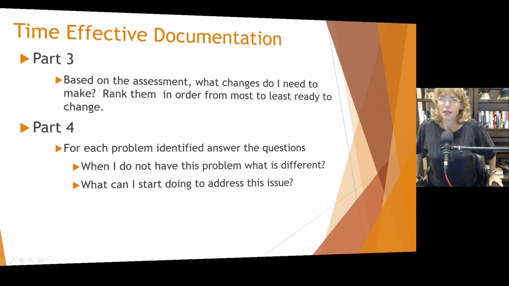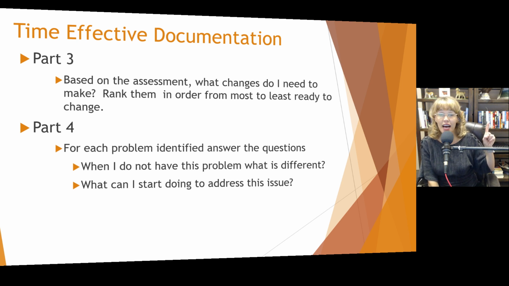So part 1 was, what does a rich and meaningful life look like, and what do I have currently? Part 2 is going through some sort of standardized assessment to try to identify presenting issues, biopsychosocial issues, needs, and strengths. Part 3, based on doing that standardized assessment, what changes, and this is the client asking it, what changes do I need to make? And rank them in order from most to least ready to change. Doesn't mean it's most to least important. It's most to least ready to change.